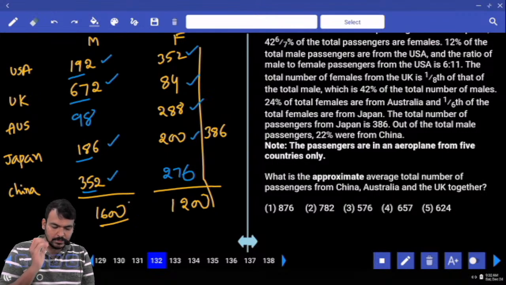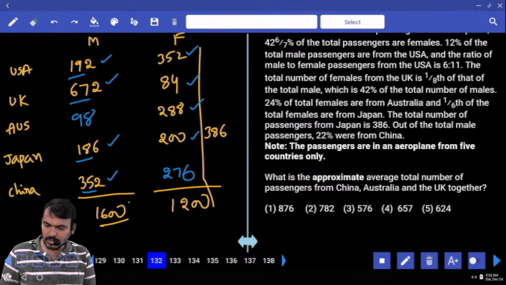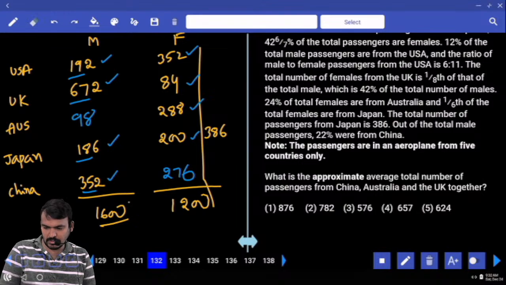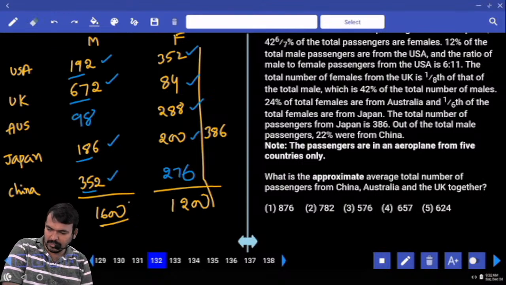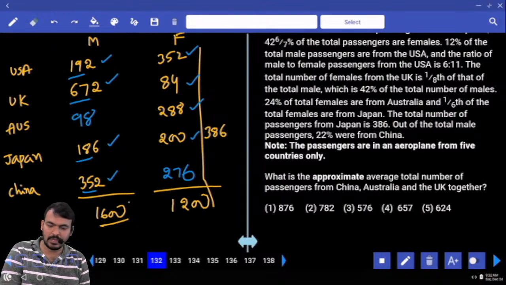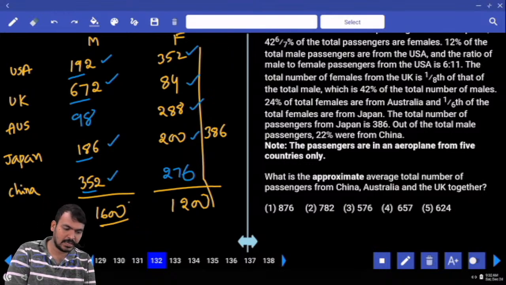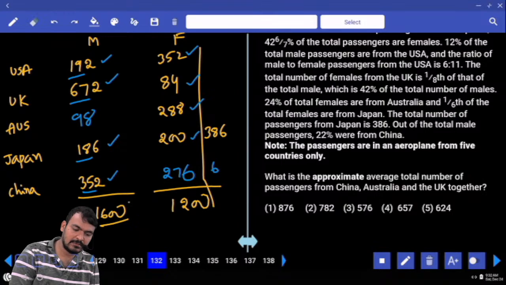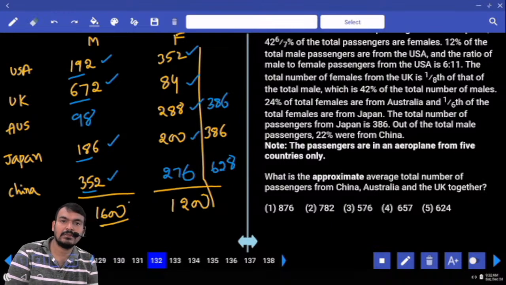What is the first question? What is the approximate average total number of passengers from China, Australia and UK together? China, Australia, UK. What is the China total value? 628. Next, Australia total value? 386. UK total value?